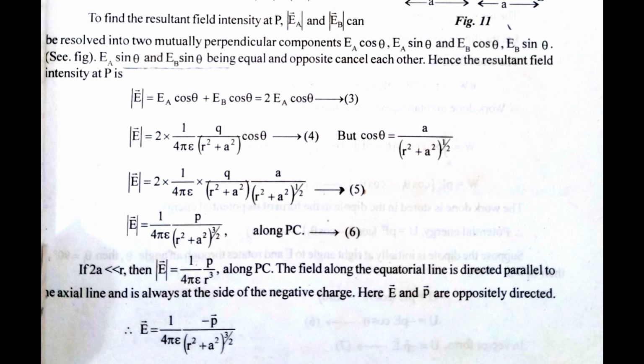Suppose that 2A is very small compared to R, that is, the length of the dipole is very small compared to R. Then the A square term can be neglected. Then the equation becomes E is equal to 1 by 4 pi epsilon P by R cube. This derivation is very important from the exam point of view. The final equation for the electric field on the equatorial line of an electric dipole is 1 by 4 pi epsilon P by R square plus A square the whole raised to 3 by 2, which is along PZ. So I hope it is clear to you. Can we conclude now?